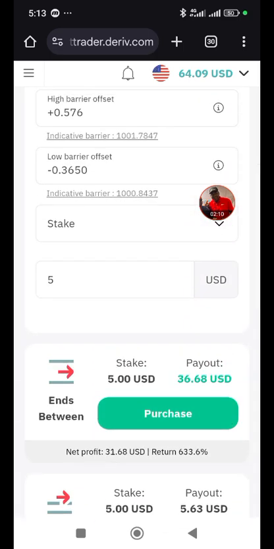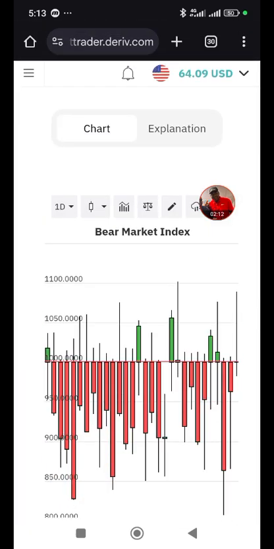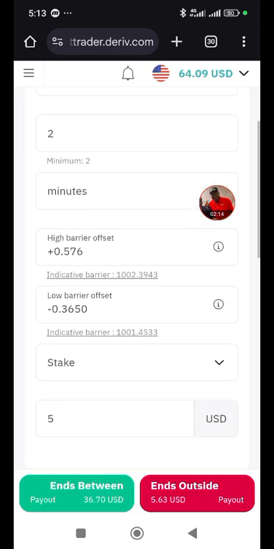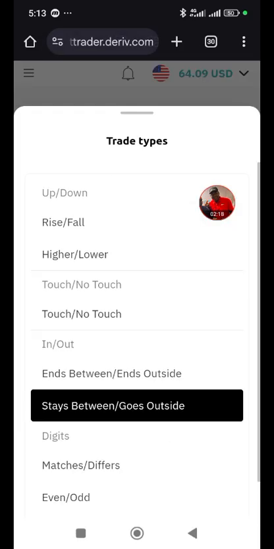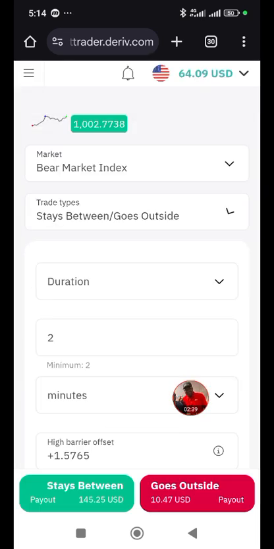Now, normally, if you go to the page, you'll see the first one is ends outside, which is this. The second one is goes outside. Goes outside gives you less. It means once you pass the boundary, you win. But with ends outside, you have to wait for the whole 2 minutes. You are actually saying it's going to go beyond this level. That's the difference for both.